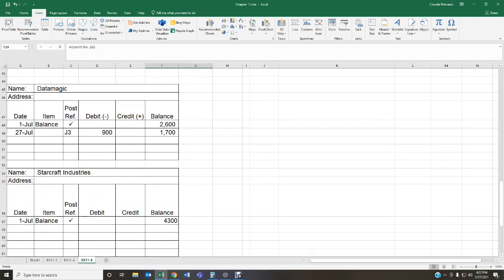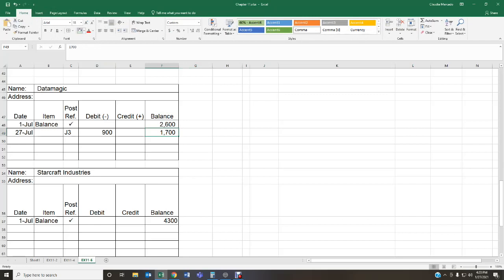So what does this tell me? Well, I used to owe Data Magic $2,600, but then I processed a return. I sent the merchandise back of $900. So now I only owe $1,700. That is what it's telling me. It keeps a record of how much you owe Data Magic.